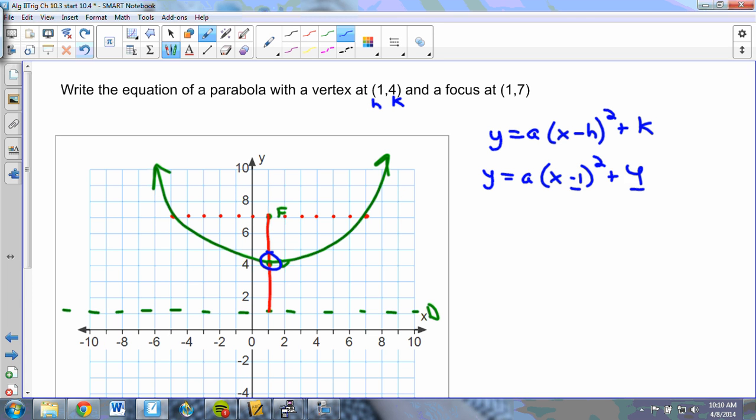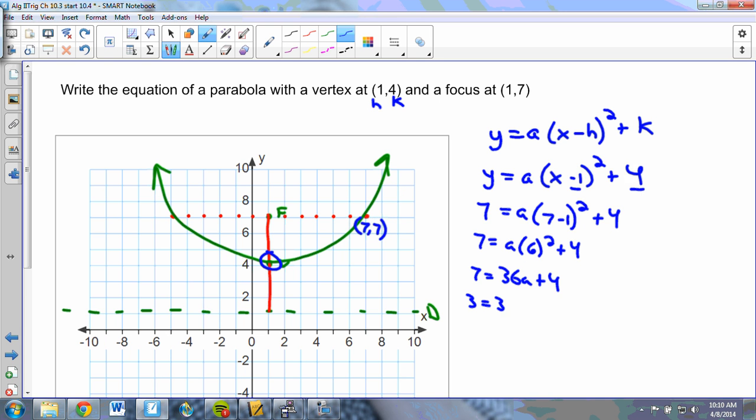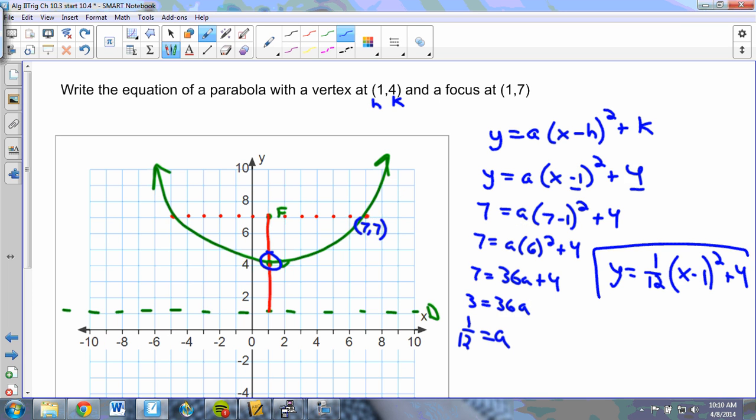This point right here is the point 7, 7. That point I know for sure is on my graph. So I can plug a 7 in for x, and a 7 in for y, and solve for a. I get that a equals 1 over 12. So my equation is y equals 1 over 12 times (x minus 1) squared plus 4. Question about that?